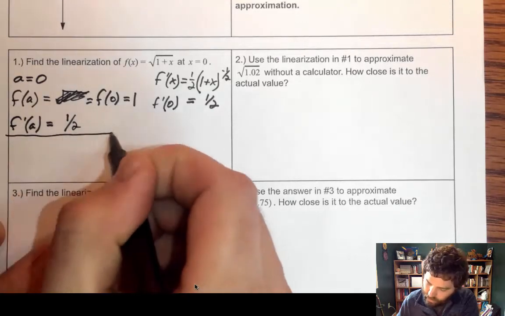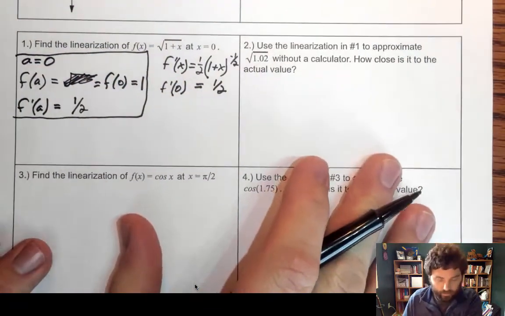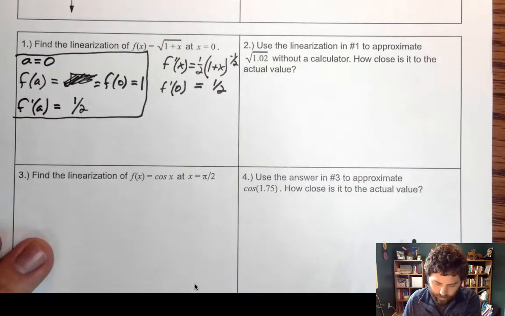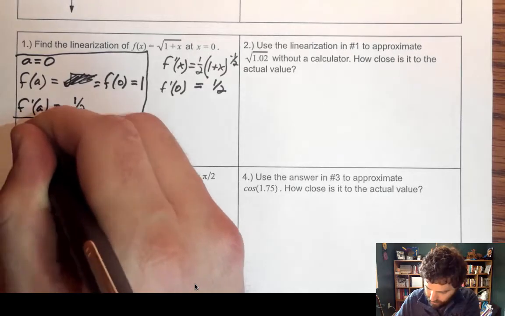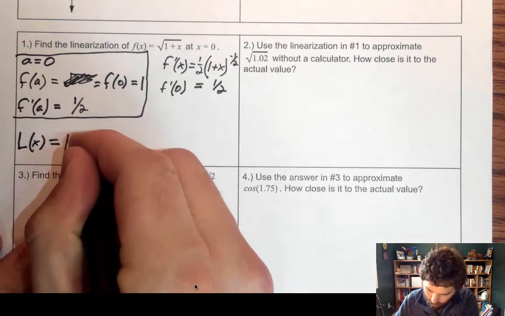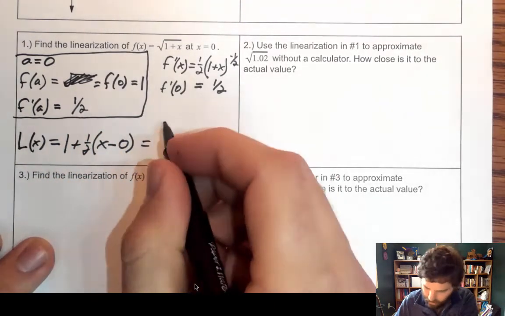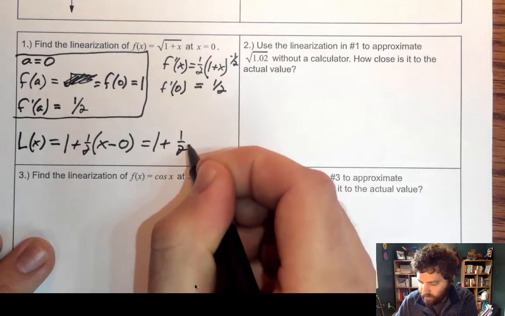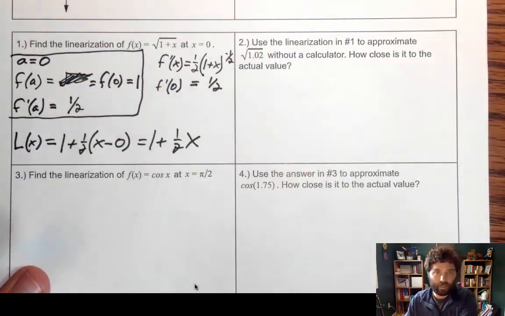And these three things allow me to get the linearization of f at a, or at 0 in this case. All right, so finally we'll write that L of x is equal to 1 plus 1/2 times x minus 0, which ends up just being 1 plus 1/2 x. So who cares? Well, let's jump over to number 2 and see if we can't apply this, okay?